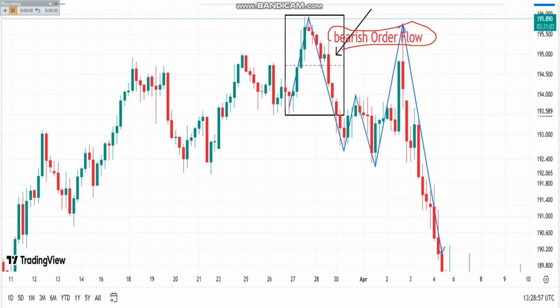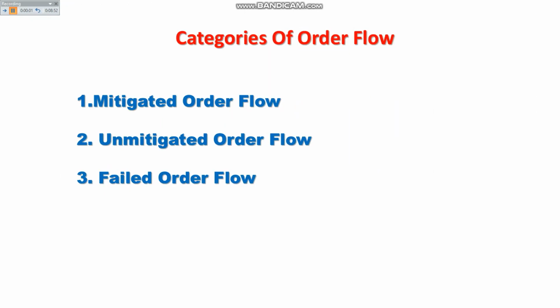Then let's go. We have something we call categories of order flows. This is very important, guys, because the first thing we have done is define what order flows are. The next thing we are going to do is identify categories of order flows. Remember, the first time we defined order flows based on the structure of the market, be it bullish or bearish.